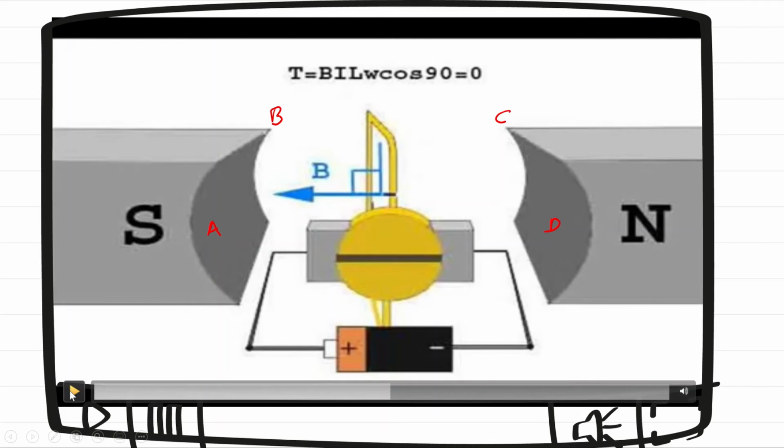Okay, now at this position, our side has changed. So now B is here, A is here, and C and D are at the bottom, the ones that cannot be seen. This is the position now. Notice that now our carbon brush is no longer touching the commutator. It is in the middle, meaning in the middle there is no commutator, so there is no current flow at this position. When it turns 90 degrees, there is no current flow.